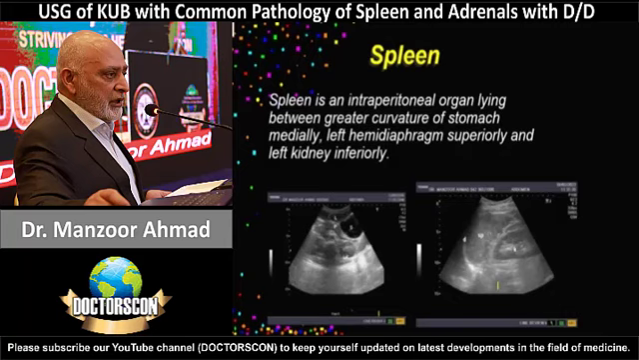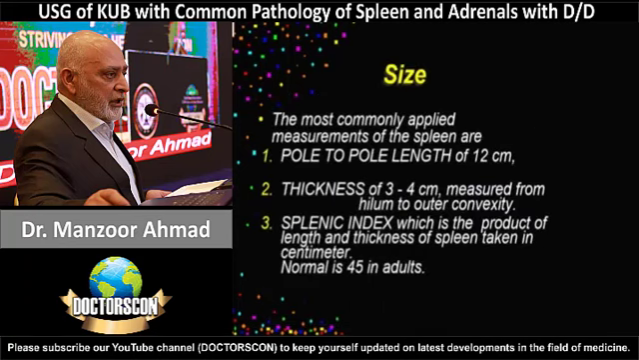Spleen is an intraperitoneal organ lying between the greater curvature of the stomach medially and the left hemidiaphragm superiorly and the left kidney inferiorly. We have to measure the spleen, whether it is normal or enlarged. For that we take two measurements mostly: pole to pole length, which is 12 centimeters normally, then thickness is 3 to 4 centimeters, and sometimes we calculate the splenic index, which is the product of the length and the thickness of the spleen, and normally it is 45 in adults.